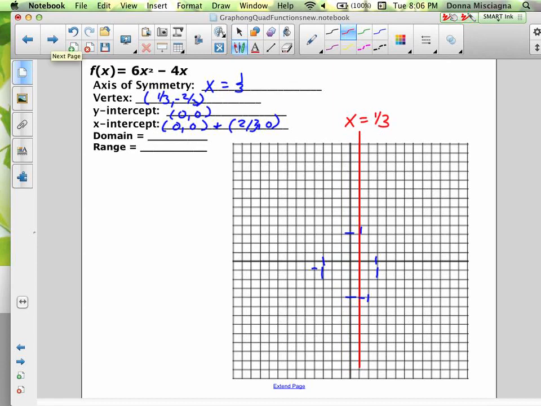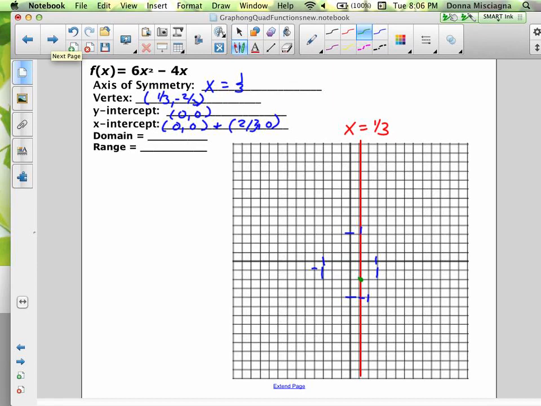I should have done that actually on the other ones, and I kind of forgot. I forgot to write in the axis of symmetry. We had it written in on the side there, but I just didn't write it in on the graph. So maybe you could go back and do that for me, and I'll go back and do that on my notes here before I post them. All right, so we have our axis of symmetry. Let's graph our vertex. Right, so that's going to be (1/3, negative 2/3). So since each box is a third, we'll just count 2 boxes.